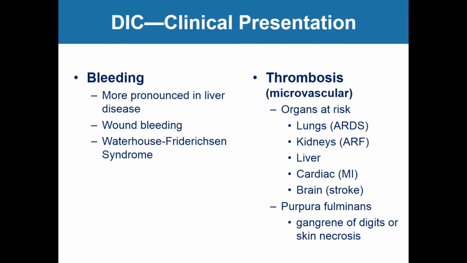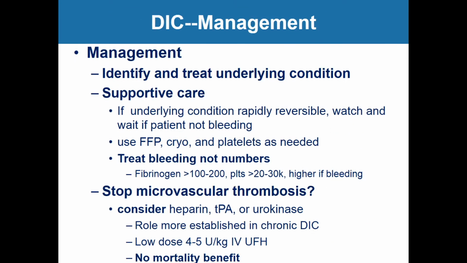Patients who develop microvascular thrombosis can develop thrombosis particularly in the lungs, the kidneys, the liver, the heart, and the brain, basically the major organ systems. Purpura fulminans can manifest as gangrene of the digits or skin necrosis due to rapid consumption of protein C and protein S in the setting of DIC.